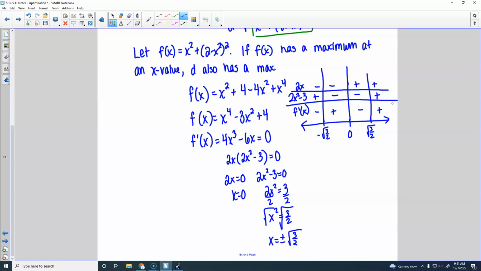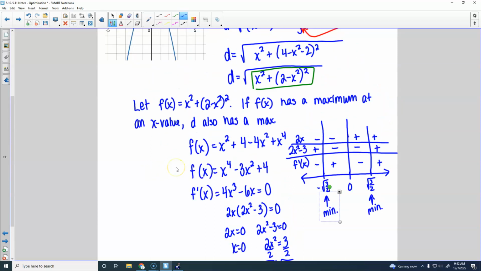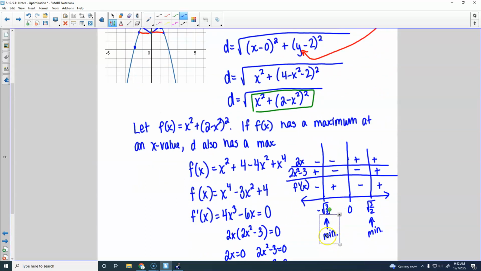There. And we are minimizing because we want to know closest, that's shortest distance. So we would have a minimum here, relative minimum, and a minimum here. All right, how do we know those are minimums from that sign chart? We have our derivative going from negative to positive. So the x coordinates are square root of 3 over 2 and negative square root of 3 over 2. Those are our minimums. So if it's a minimum of f, it's also going to be a minimum of d.